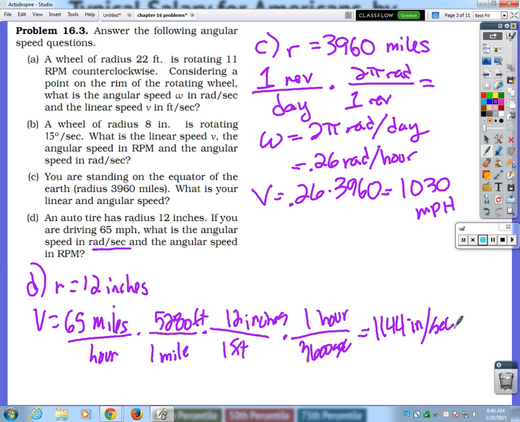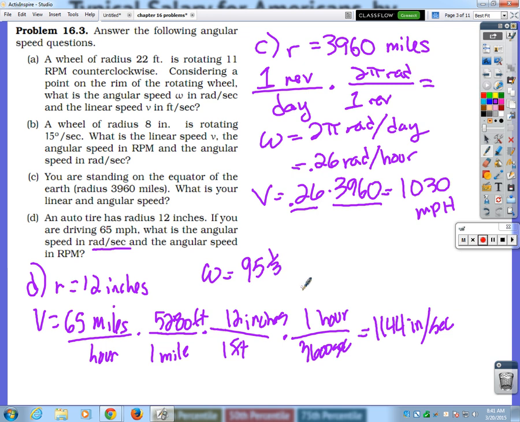Okay, so now we have the linear velocity in inches per second, right? So what do we do to get the angular velocity? Divided by 12. In the previous problem, we were multiplying by the radius to get the linear. Did we divide by the radius? No, we multiplied because we had the angular velocity. So if you want the linear velocity, you multiply by the radius. If you want the angular velocity, you divide by the radius. So 95.3.